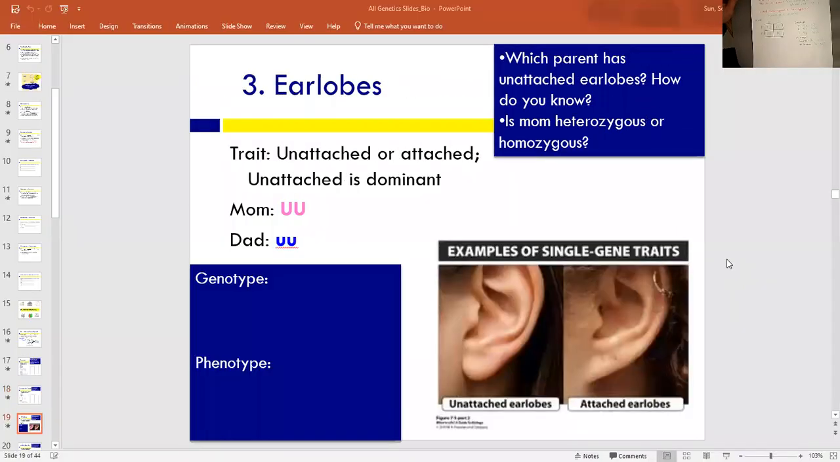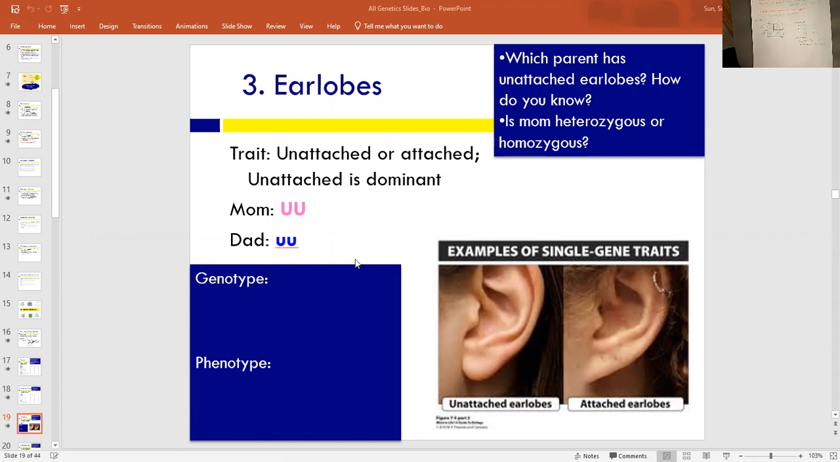So back to the screen now. I'm going to ask that you do questions and answers on earlobes, which is going to be unattached or attached. As you can see in the picture, this one's unattached, so there's a separation close to the face, and attached means that there's no separation. It goes straight to the face and the side of the jawline. So unattached is dominant, and we're going to cross a homozygous dominant, capital U mom, with a homozygous recessive dad, little u, and he's going to have attached earlobes, and we're going to figure out the results, and I will ask you questions on them.